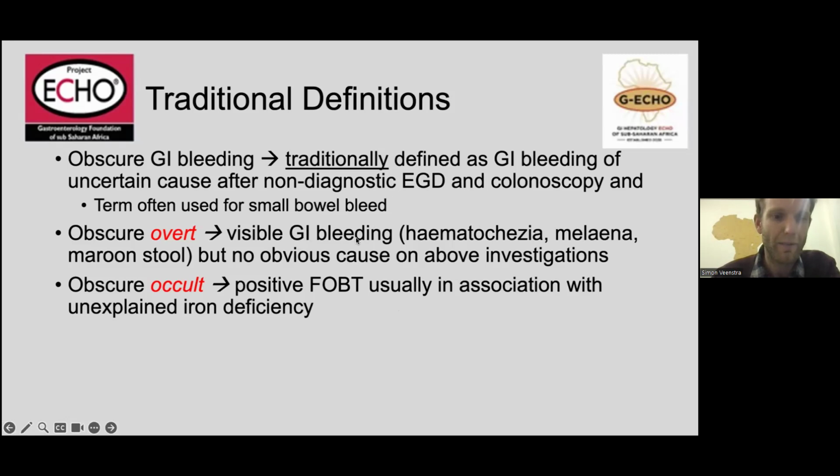This was further subclassified into obscure overt and obscure occult, with overt being visible GI bleeding, either to the patient or to the physician, in the form of hematochezia, melena, or maroon stool, but with no obvious cause on any of the above investigations. And then occult, where the patient had presented either with an iron deficiency anemia, or there was a positive fecal occult blood test. So no overt or visible blood seen in the stool.